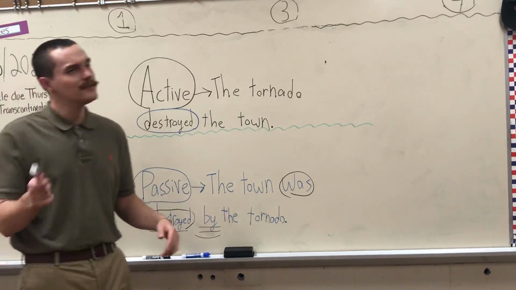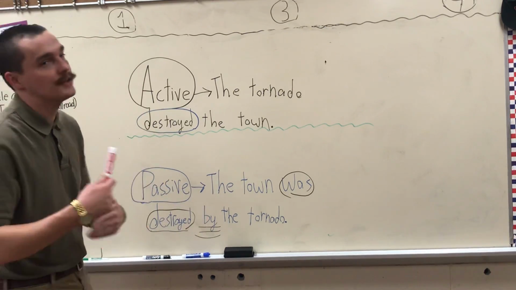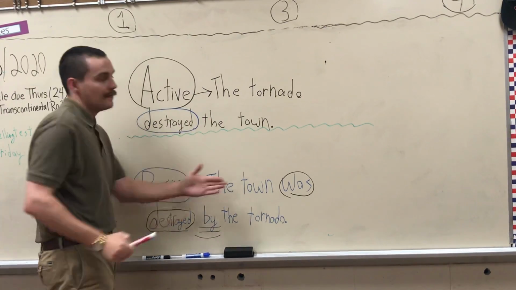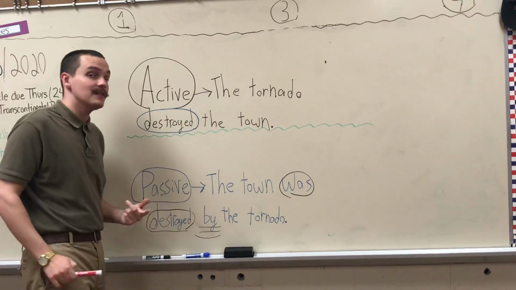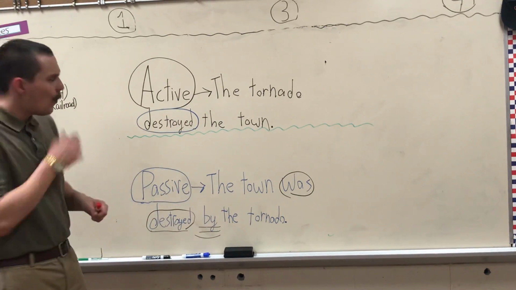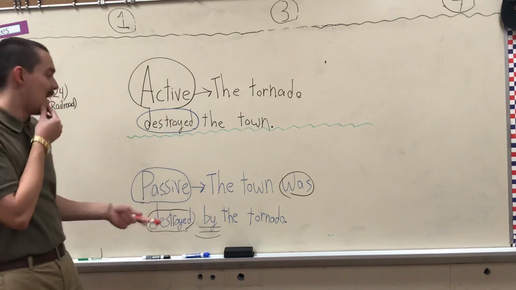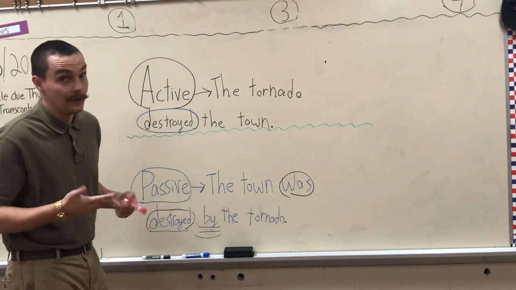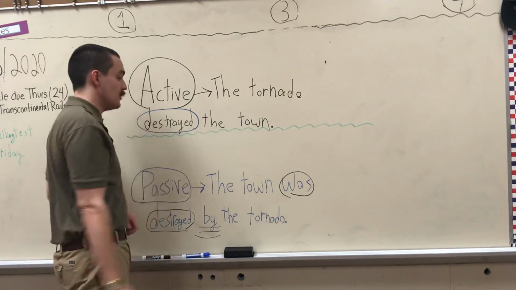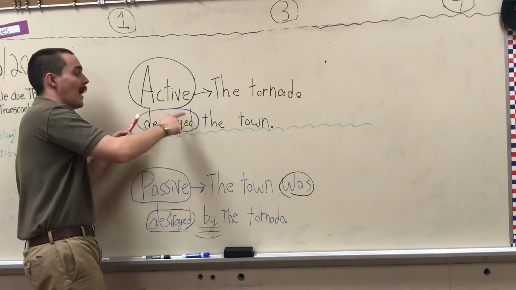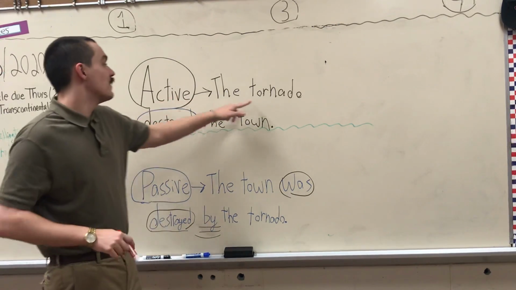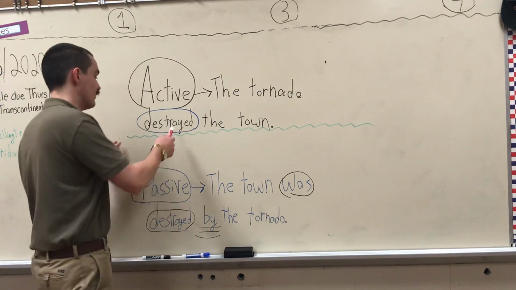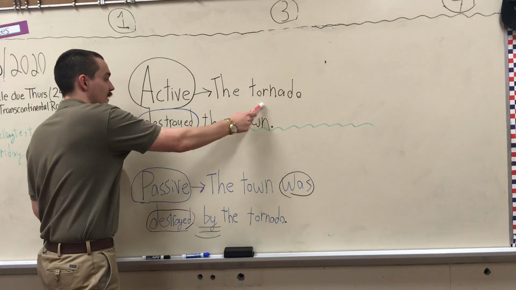But hey, let's look at what happens when we change it to an active voice. The tornado destroyed the town. These 2 sentences, again, do say the same thing, but they are written differently. What's different about the active one than the passive? Well, first of all, do you see the word by? I don't. There is no word by in this. And also, your verb destroyed is by itself. The tornado destroyed. What did the destroying? The tornado did.